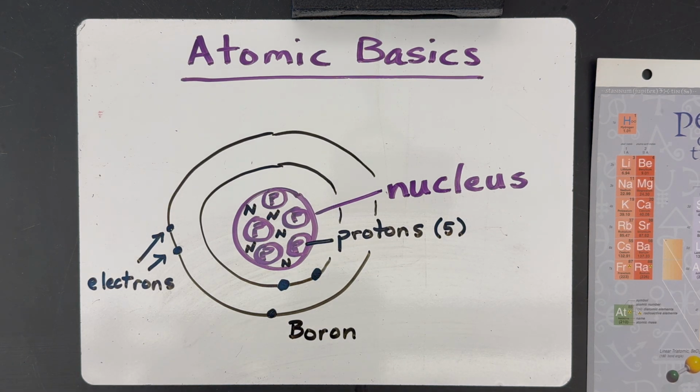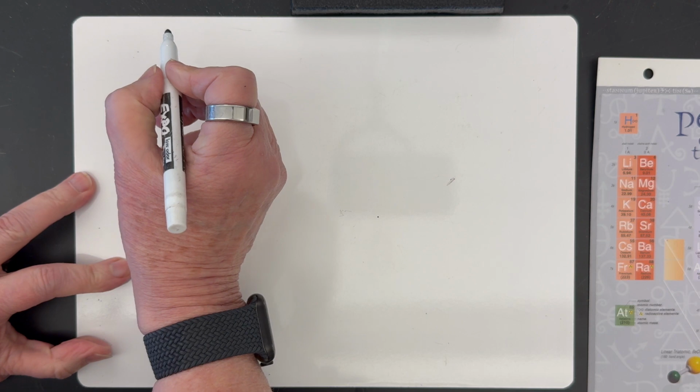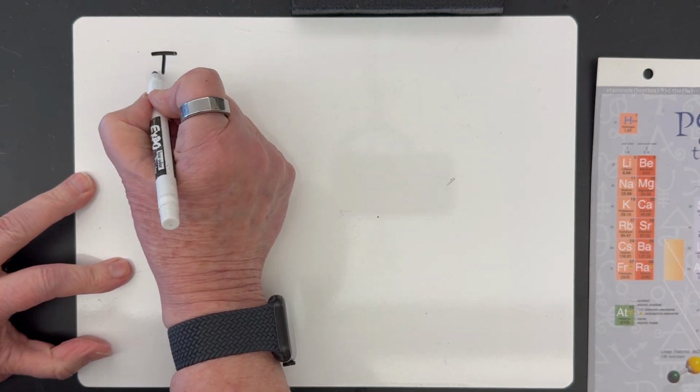However, how many neutrons should we put in our drawing? I just randomly drew in 5, but maybe it has more, maybe it has less. Atoms can have different numbers of neutrons, and these are called isotopes.